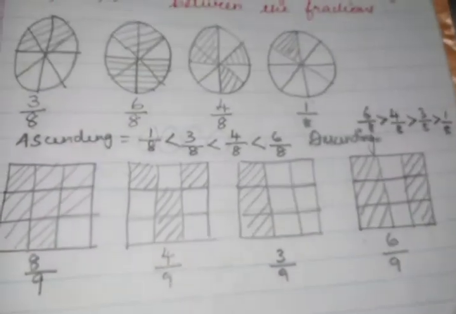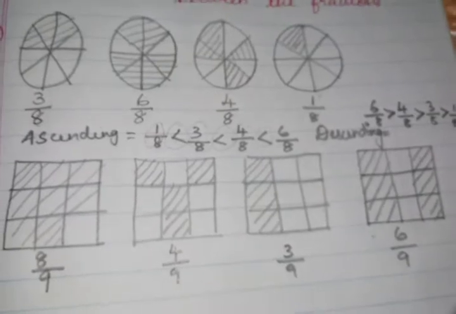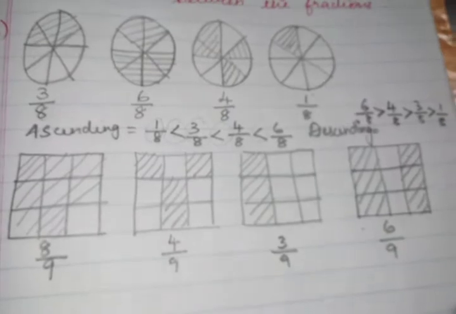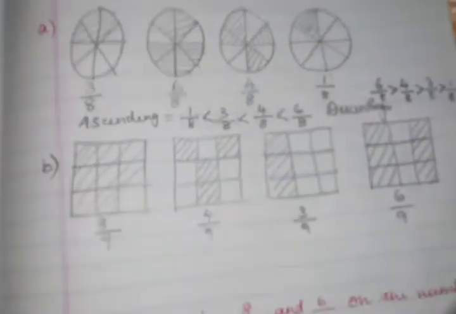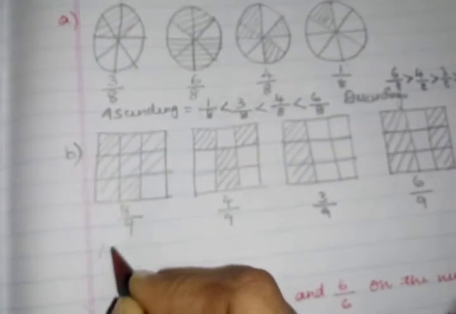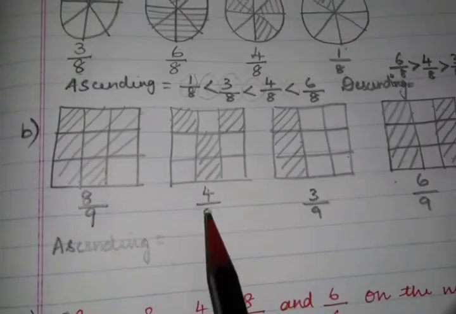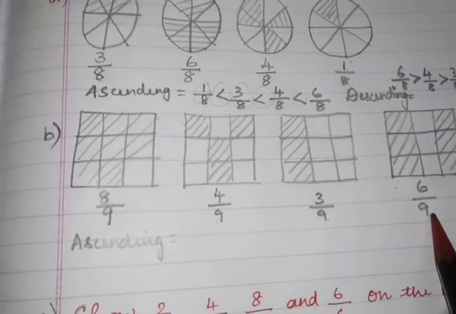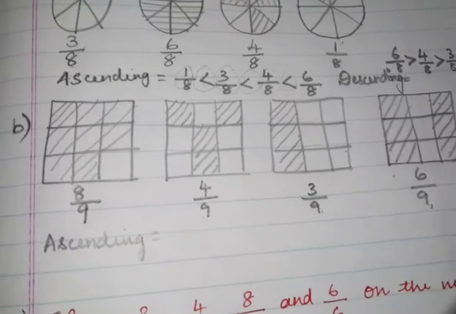Next, what we should do? We should arrange it in ascending and descending order using the correct sign. So the correct sign is very much important. Okay, so here ascending order. If you want to make it ascending order, what should be there? All our denominators should be the same. Whether all our denominators are the same? Yes. So just compare only our numerators.